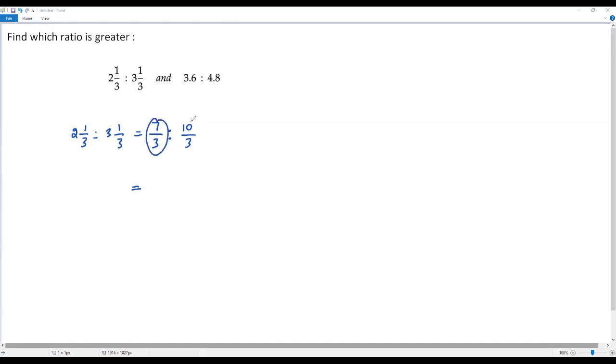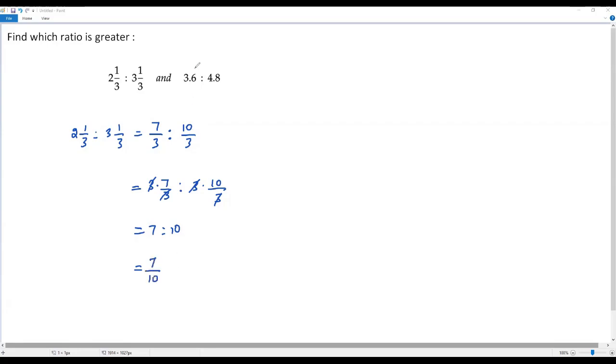Here, in both the terms of this ratio, we have the denominator 3. So to clear the denominator 3, I'm going to multiply both the terms of this ratio by 3. That is 3 times 7 over 3 to 3 times 10 over 3. Here 3 will cancel, here 3 will cancel out. I am getting 7 to 10. Actually, this ratio is equal to the original ratio 7 over 3 to 10 over 3. Now we can write this ratio 7 to 10 as a fraction, that is 7 over 10.